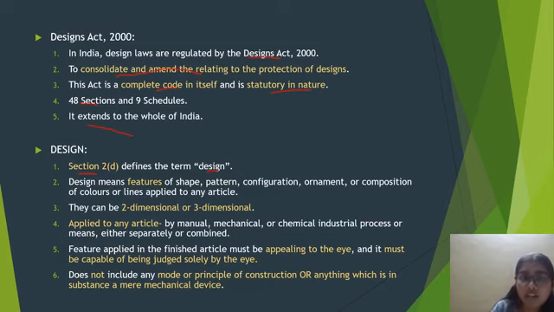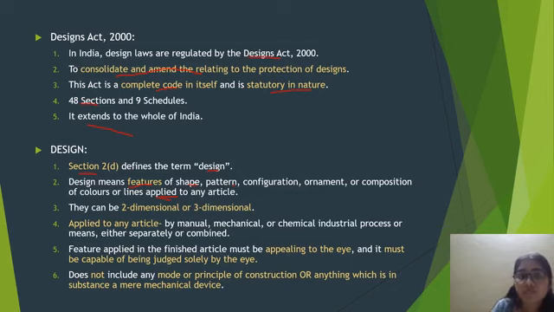The first point is that under the Designs Act 2000, design means features. Now, what are these features? They can be shape, pattern, configuration, ornament or composition of colors or lines that are applied to any product. So designs are called features: the features of a product, or the features that are applied on an article. All of these features which are applied to any particular product are called a design under the Designs Act 2000.